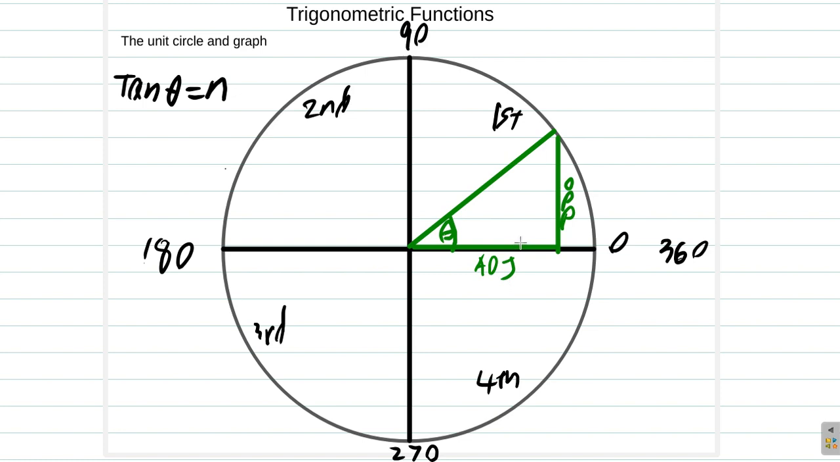Now, here, what other angle will give us opposite over the adjacent equal to this one? All right. Suppose we draw a similar triangle there in the second quadrant.